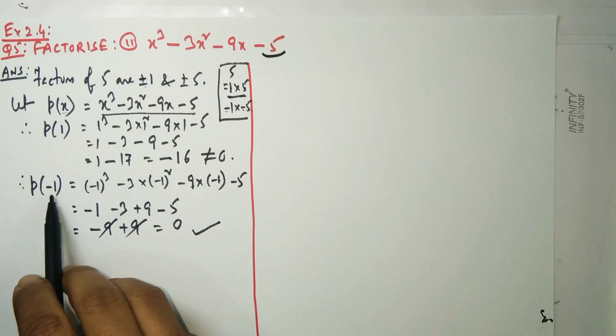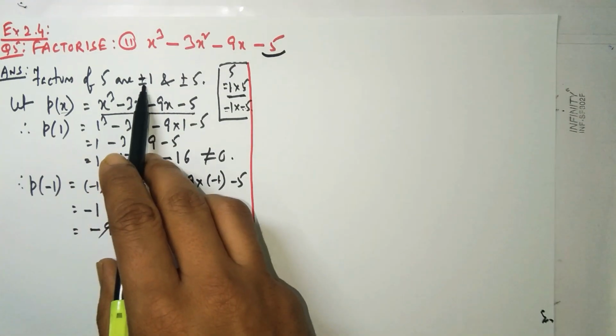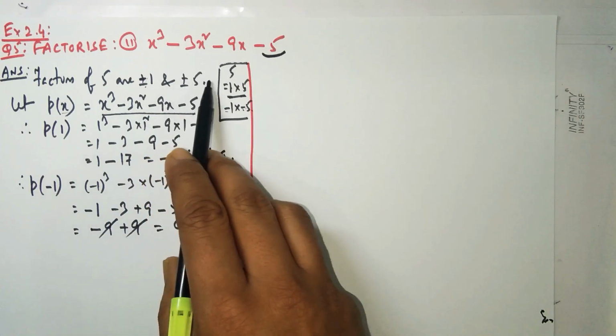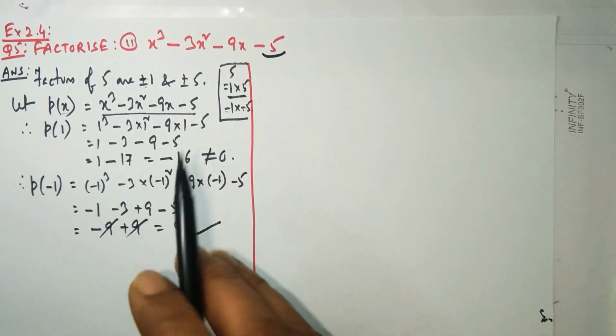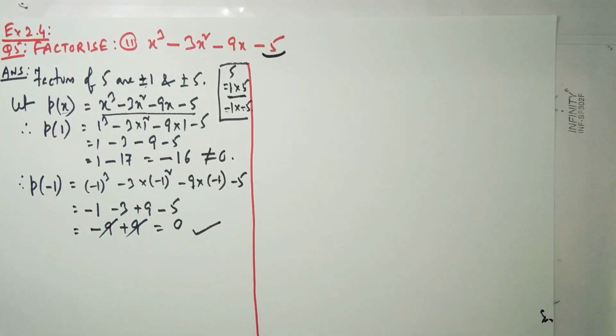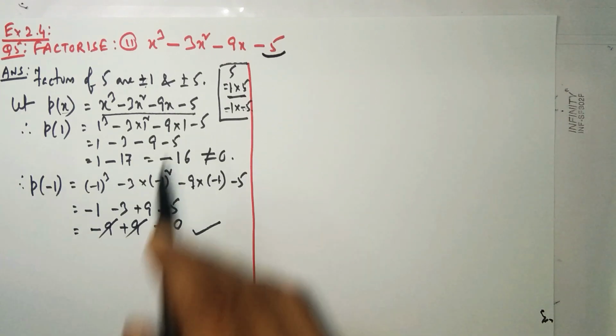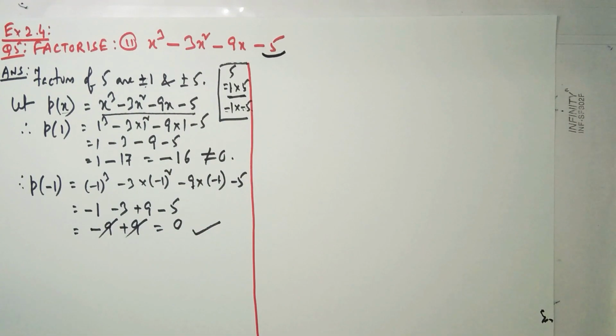So I got 0 for -1. I'm not going to try for +5 or -5 or for the rest of the factors. So wherever you get 0, you stop there itself. Don't try for the remaining factors. So I got it now 0.